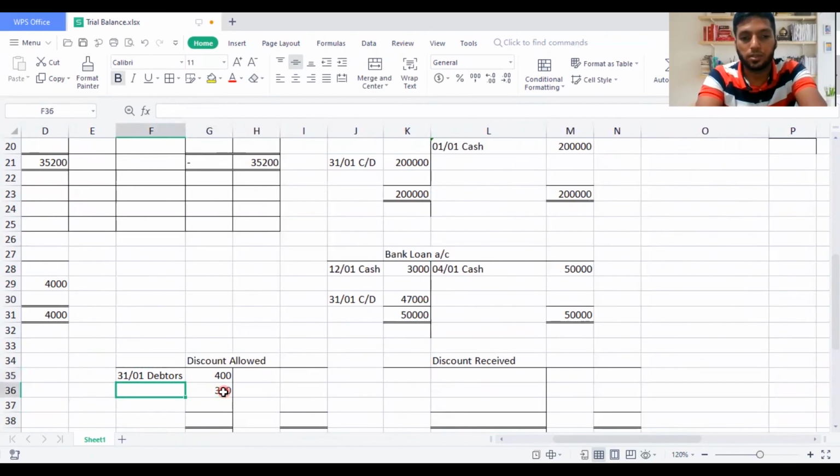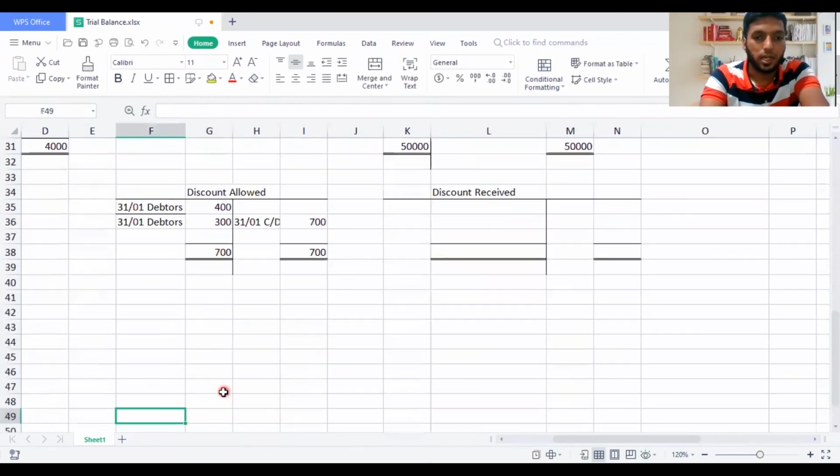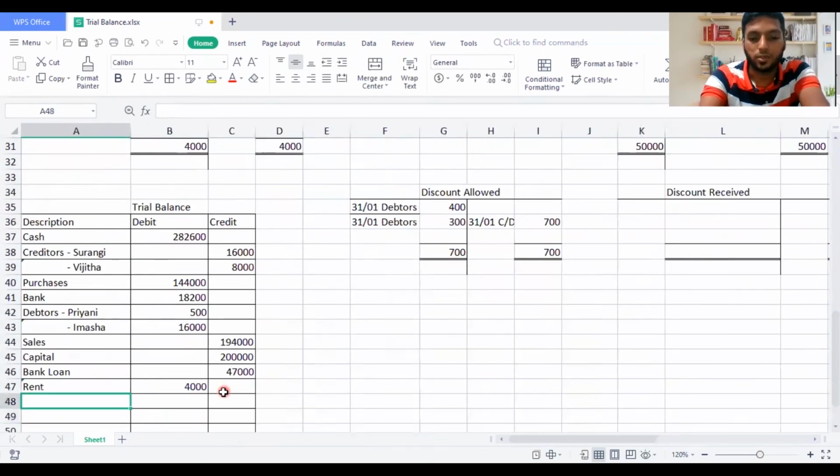So 31st first, you have 300. So the carried down is going to be 31st first carried down 700 in total. So this amount of 700, I can show it on the trial balance as discount allowed. Discount allowed is an expense. So I'll write here the expense 700. Let's move on to discount received then.